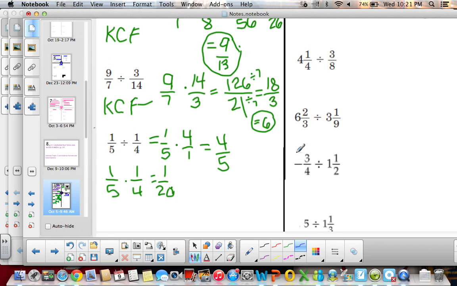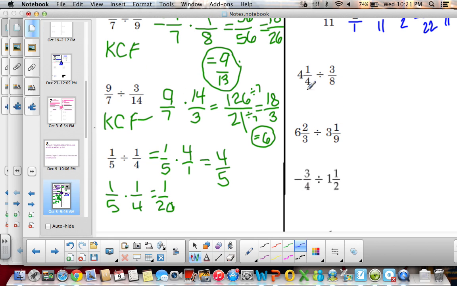Okay, so if we have mixed numbers, the first thing that we need to do is convert it to an improper fraction. So 4 times 4 is 16, plus 1 is 17 over 4. Because we're dividing by a fraction, we change it to multiplication, and then we flip our second fraction only. So 17 times 8 is 136. And then 4 times 3 is 12.